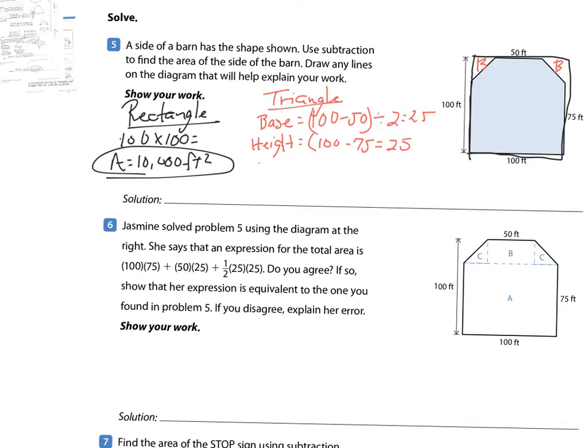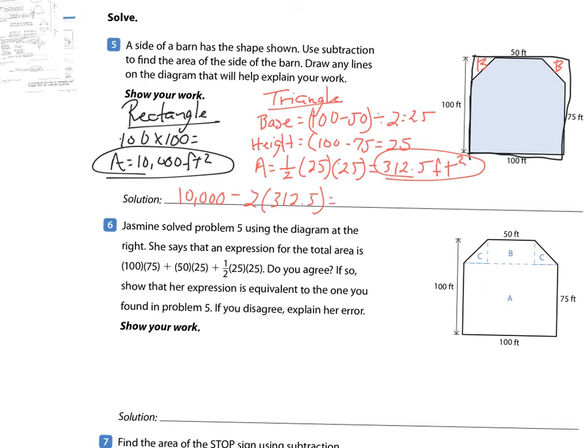So finding the area of one of those triangles, 1/2 times 25, which is the base, times the height, which is 25. The area comes out to equal 312 5/10 square feet. So to find the area of the barn, we take 10,000, which is the area of that outside rectangle, and subtract 2 times 312.5. And again, I'm multiplying by 2 because there are 2 triangles that each have an area of 312.5.